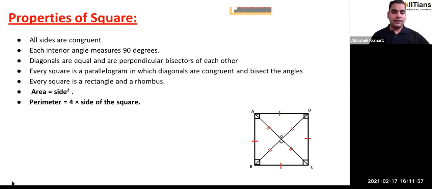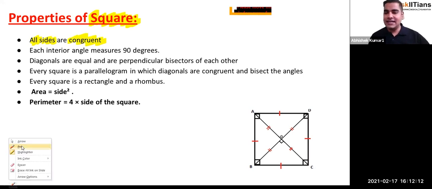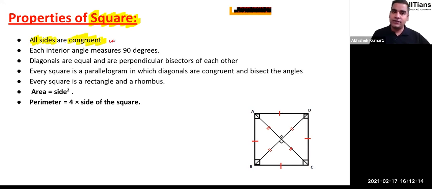now we have a square, guys. We all know what a square is. We have seen it multiple times, right? So what happens in a square? When you are talking about a square, the first thing is all sides are congruent. All sides are congruent means all the sides have same length. That's the first thing. Okay.